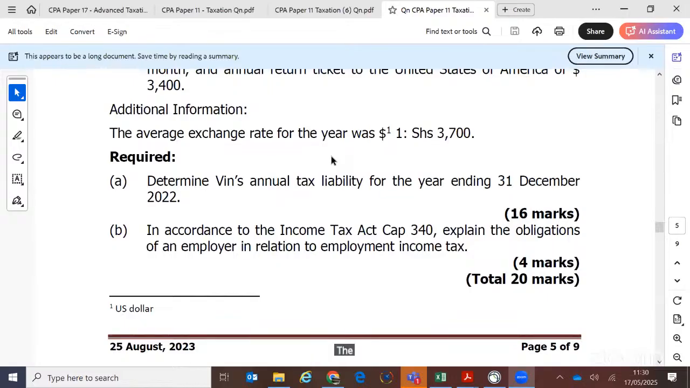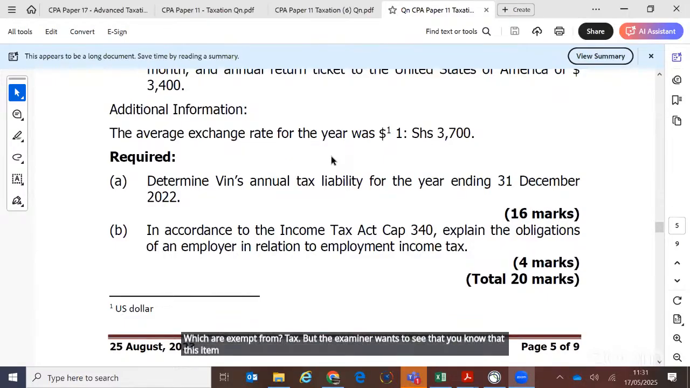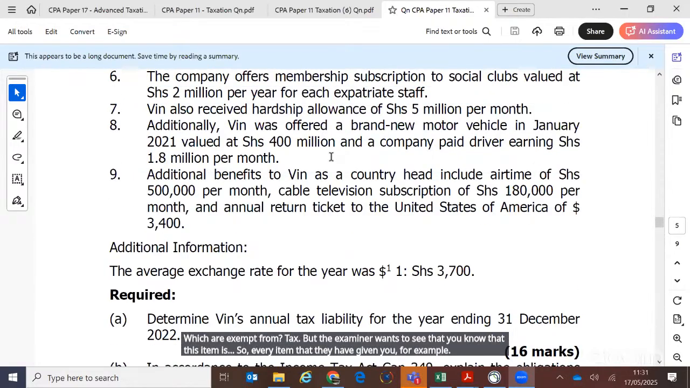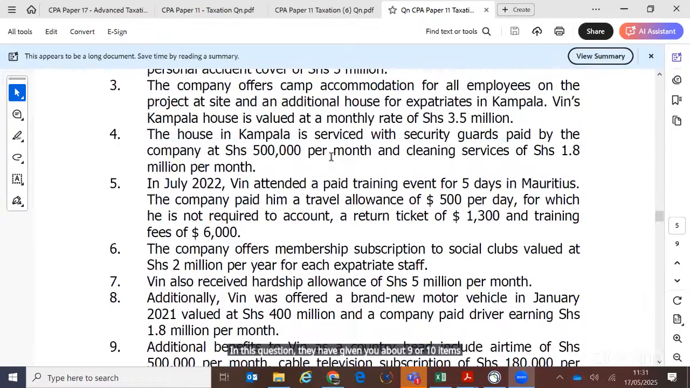The things that have been given to an employee in terms of money and in terms of kind and are taxable, those are the ones that are going to result into tax. But there are also other items given to an employee which are exempt from tax. But the examiner wants to see that you know that this item is exempt. So every item that they have given you, for example, in this question, they have given you about 9 or 10 items, the examiner wants to see that in your answer.